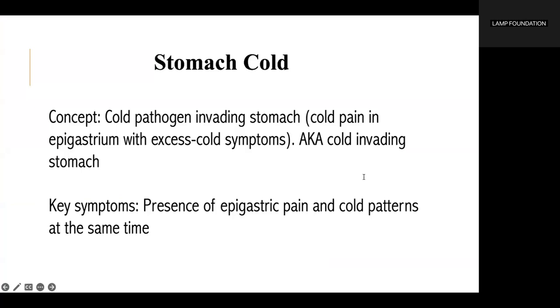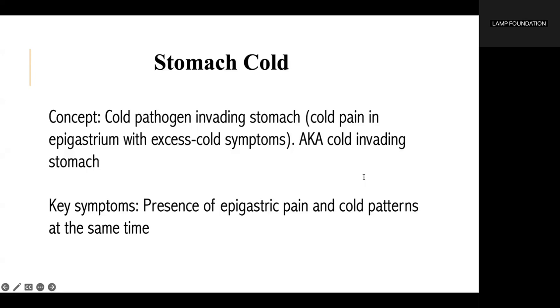Exterior cold blocks the stomach and prevents stomach chi from descending, hence the vomiting and the pain. Cold impairs the yang of the stomach and spleen and prevents the food essences from reaching the body, hence the feeling of cold, slow pulse, preference for warm liquids, and aggravation from cold liquids. Stomach cold is due to a cold pathogen invading the stomach and manifests as cold pain in the epigastrium with excess cold symptoms. It is also called cold invading the stomach.